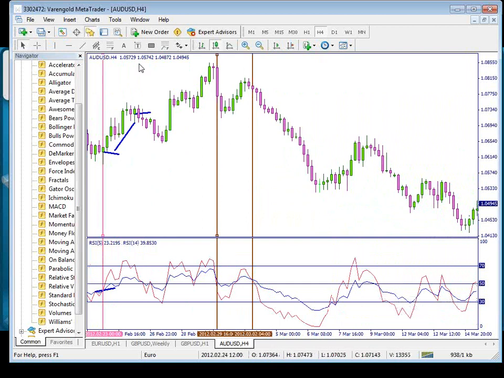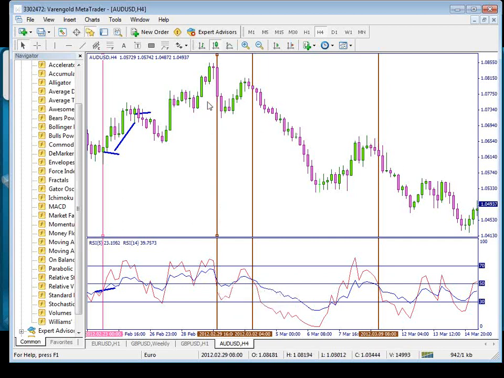Another one in this area. You can see the cross. This is a signal for sell. RSI 5 is coming from the upside and going under the RSI 14. This is where we have the signal.